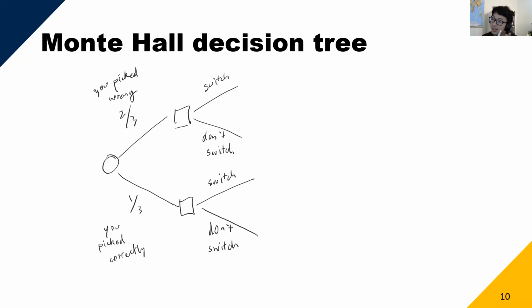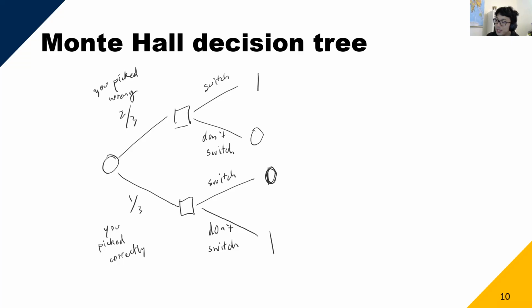So if I pick the wrong door, then they show you the goat behind one of the doors you didn't pick. If you switch, you will win, and if you don't switch, you will lose. In the case where you pick the correct door, if you switch, you will always lose. Zero, not one. And if you don't switch, you will win.